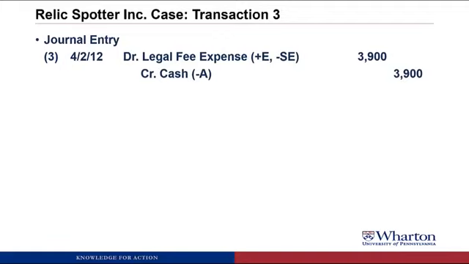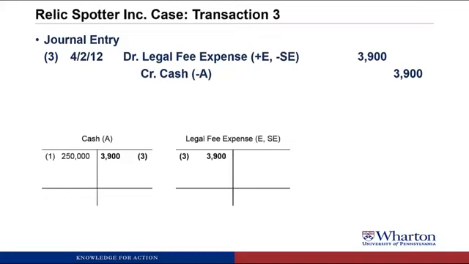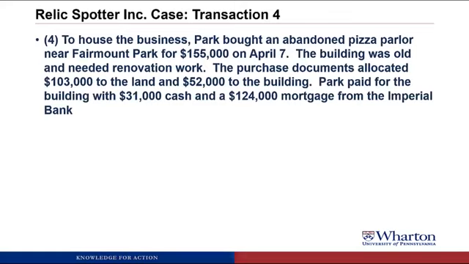Let's post this to the T account. So we bring back our cash T account. We put $3,900 on the credit side or the right-hand side with a little 3 to indicate that it's transaction number 3. And we create a T account for legal fee expense with $3,900 on the debit side or the left side. Next transaction, number 4.